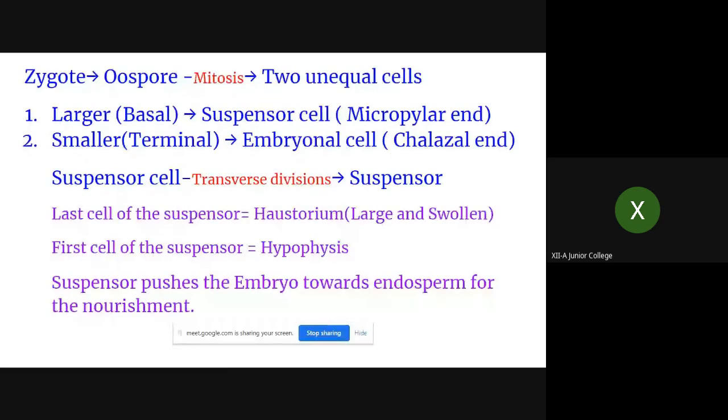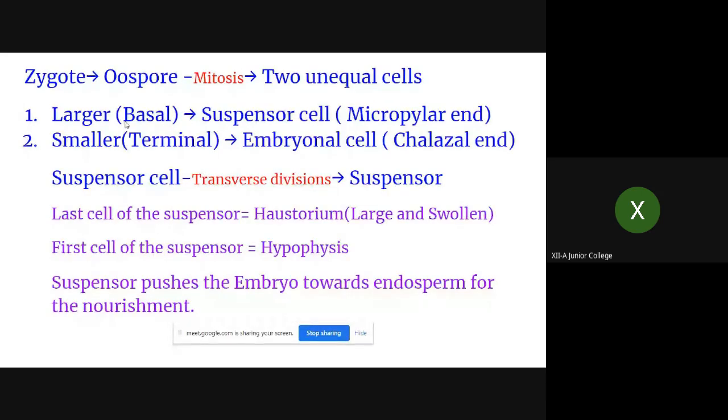But right now you remember that the zygote, by mitotic division, results in two unequal cells. The larger cell is towards the micropylar end, called the suspensor initial. The smaller cell is towards the chalazal end, called the embryonal cell. Now, I'm going to explain both the divisions for the further development of both of these cells. But at a time I can't explain two, so one by one I'll be telling.